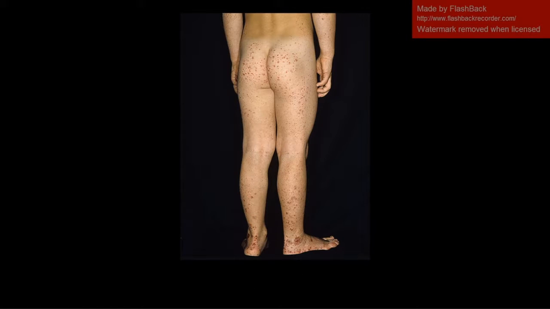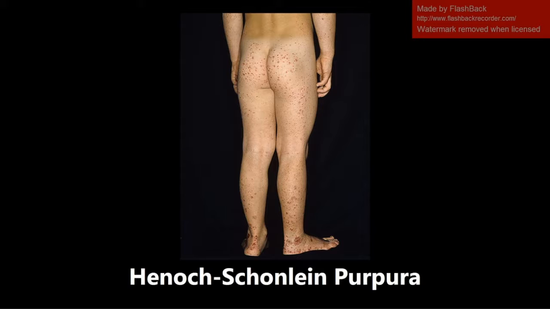This is an extremely high yield image. This is going to be a sign of Henoch-Schönlein purpura. So both the image and the description are high yield. As you can see here, there's palpable purpura both on the buttocks and down the leg, mainly on the extensor surfaces. That's how it's usually described. And this is going to be seen in children. So palpable purpura, you want to be thinking mainly about Henoch-Schönlein purpura.